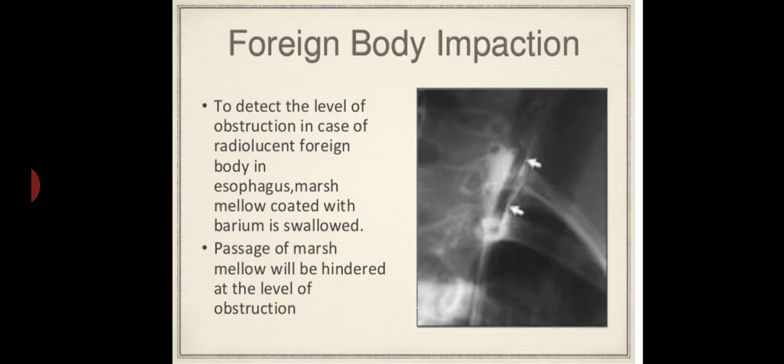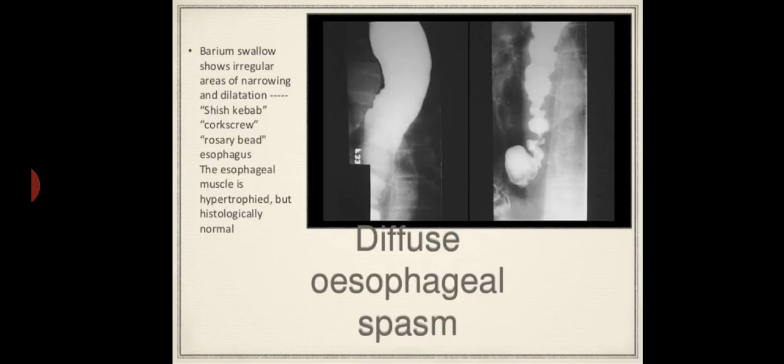Next is foreign body impaction. To detect the level of obstruction in case of a radiolucent foreign body in the esophagus, a marshmallow coated with barium is swallowed. Passage of the marshmallow will be hindered at the level of the obstruction. Barium swallow shows irregular areas of narrowing and dilatation. This is diffuse esophageal spasm.